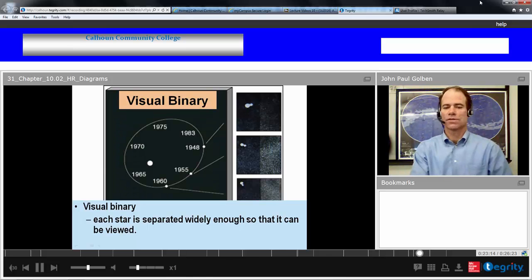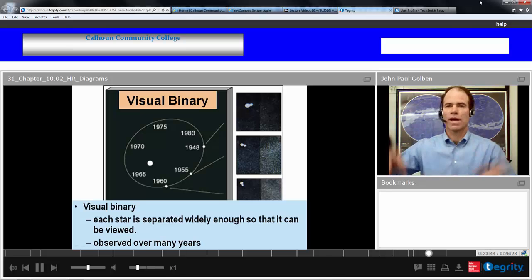So each star is viewed widely enough so that it actually can be separated visually from the other star. And we would observe this over many years. As we see in this diagram here, we're looking at a period of time from 1948 up to 1983 for one cycle of this revolution. So that's many years. What is that? 35 years for this visual binary cycle in this case.